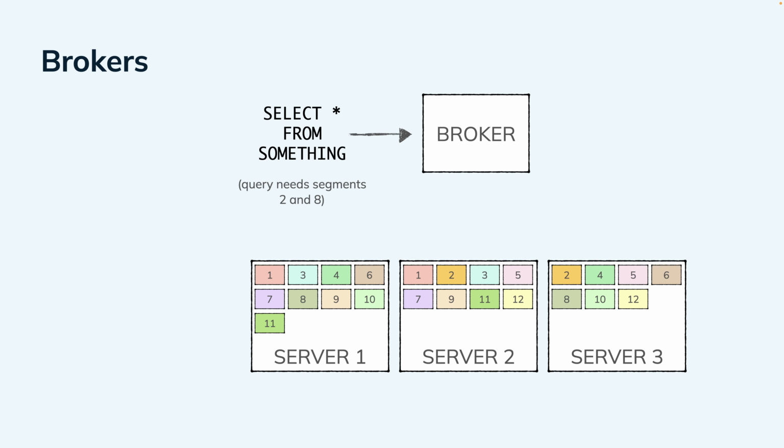And the broker says, okay, I know this is going to need segments 2 and 8. So I'll scatter the query to servers 2 and 3, and okay, there's 2 and there's 8, and those servers will do that work, send their results for their part of the query back to the broker, and then the broker can forward that result on to the client.